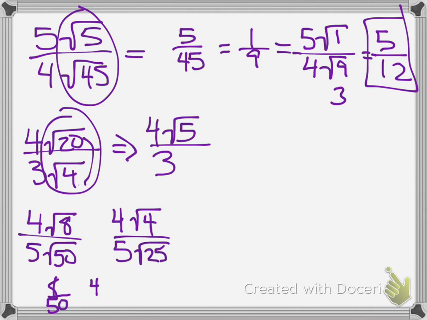Well again, what's the square root of 4? That is 2. So that would give me 4 times 2. What's the square root of 25? That is 5. That's 5 times 5. And that would give me 8 over 25. Really coincidental. And that should do that. I mean, that is it right there.